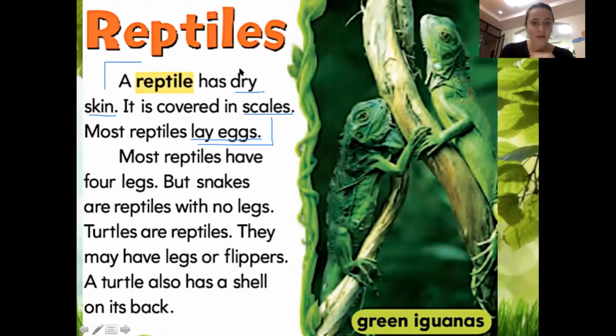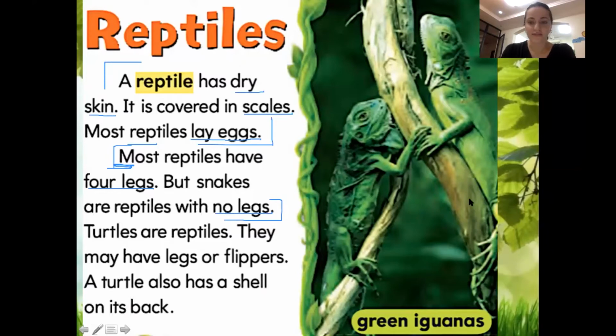And can someone please read the next part from here to here? Who can read this next part for me? How about Cherry? Could you read this for me? Most reptiles have 4 legs, but snakes are reptiles with no legs. Good. Turtles are reptiles. It's okay, you can stop there. Thank you so much, Cherry. So most have 4 legs, but snakes have no legs.